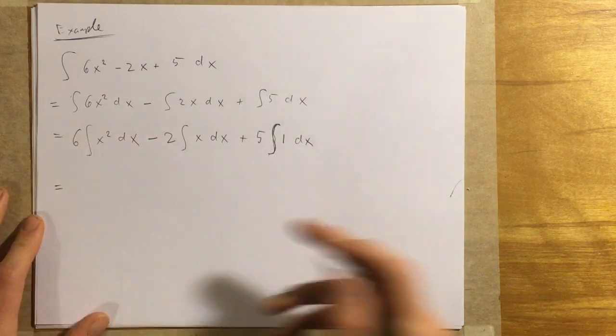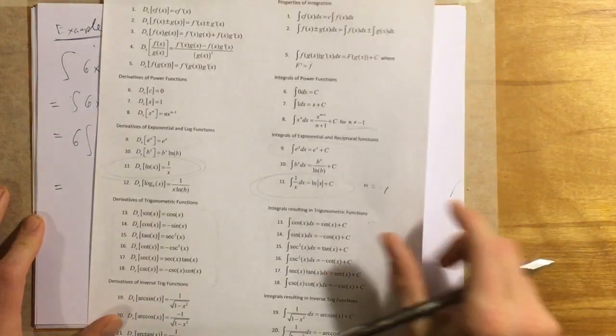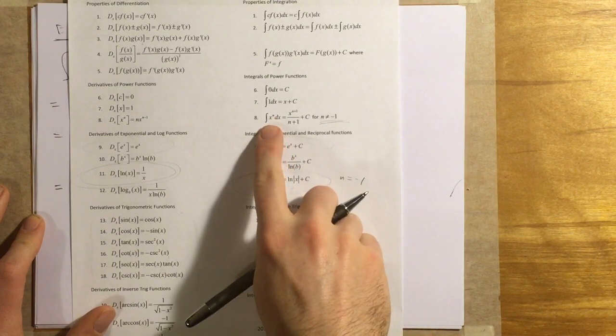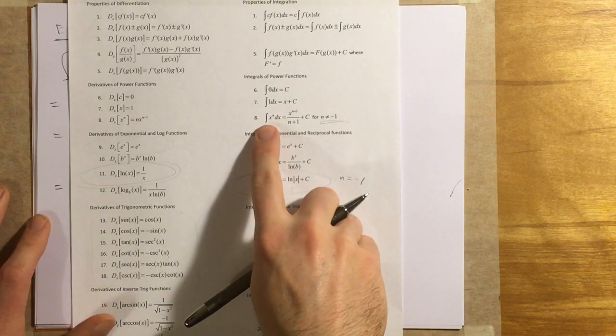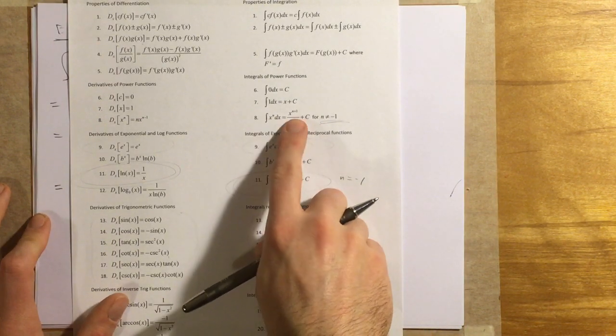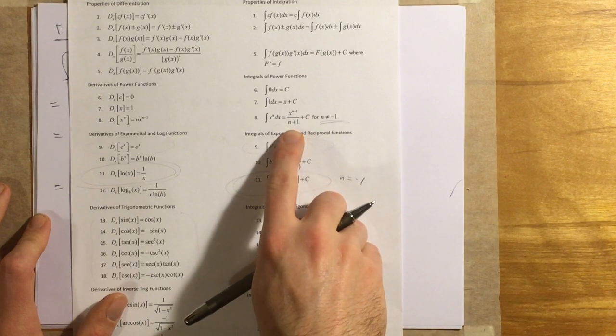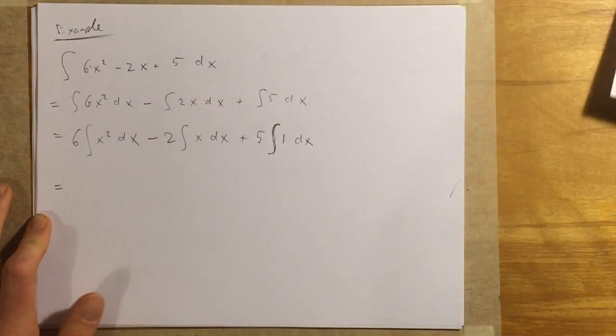Now we can use some of the basic rules here. I'm just going to remind you what they are. Here is the inverse power rule, number 8. So we're going to increase the power by 1 and divide by that number, and then throw a plus c on the end.